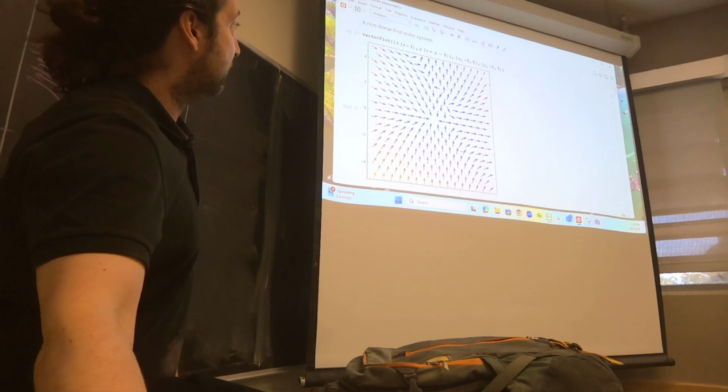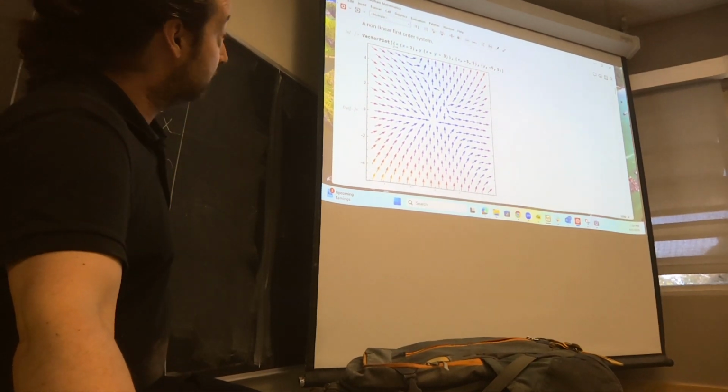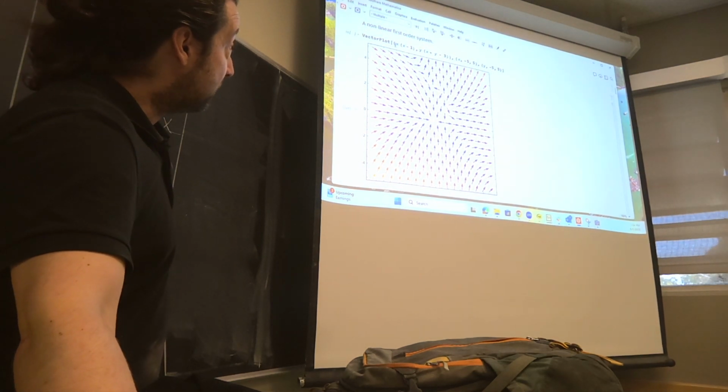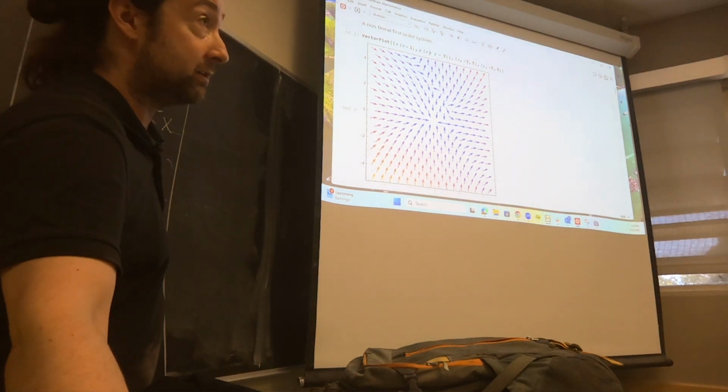Okay, so here's another approach to a different nonlinear system. This is pretty simple, right? There's only quadratic terms here. X prime is equal to x times (x minus 1). Y prime is y times (x plus y minus 3).